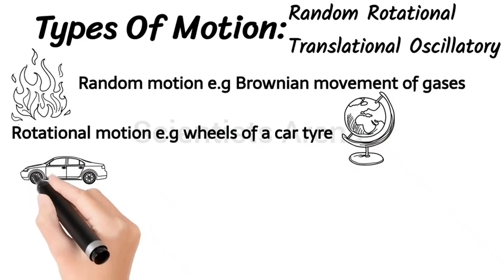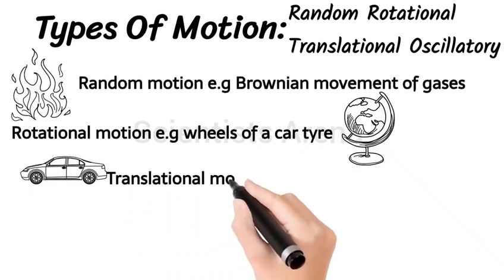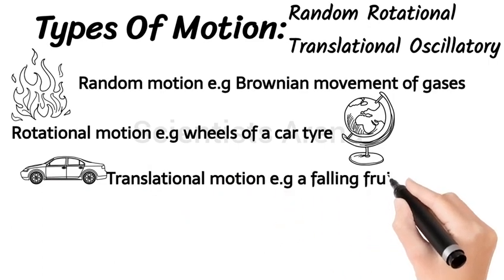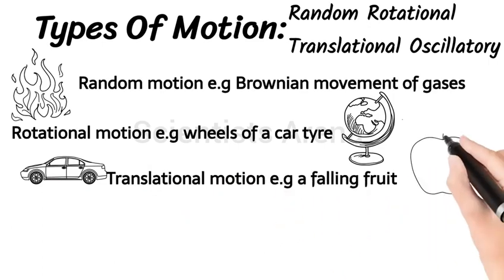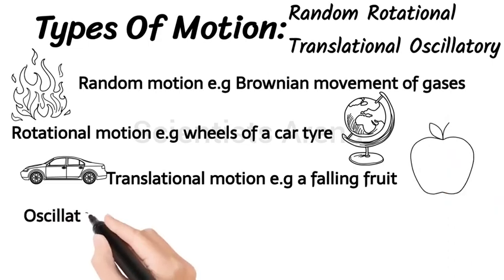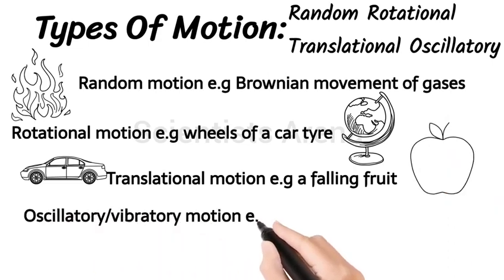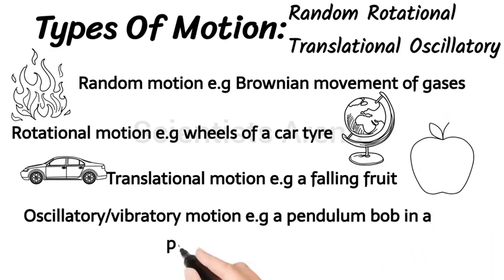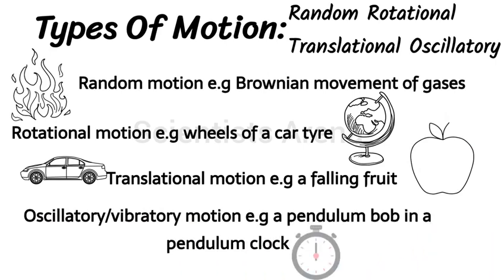3. Translational motion. That is the movement of the whole body from one position to another, e.g. a falling fruit. 4. Oscillatory, vibratory motion. It is the to and fro movement of a body about a central position, e.g. the bob of a pendulum. Note that a body may consist of a combination of two of the above-mentioned types of motion.